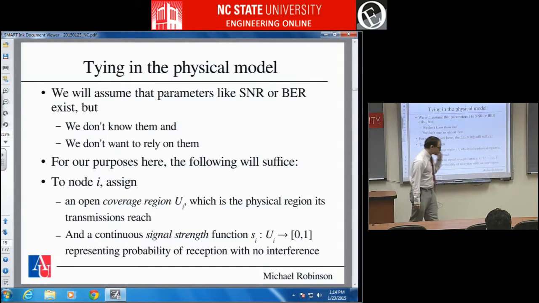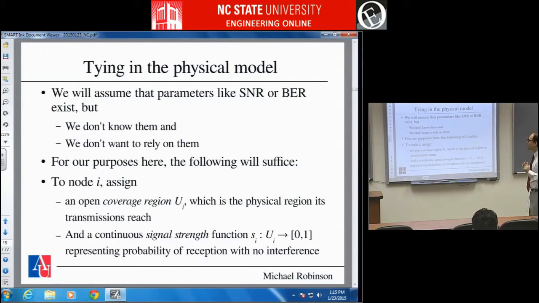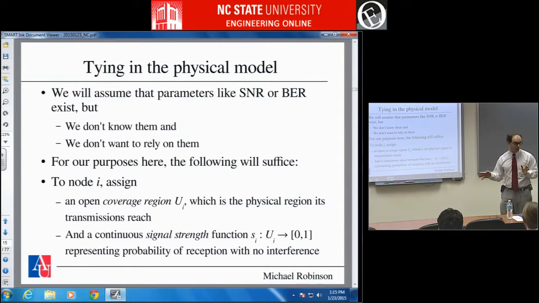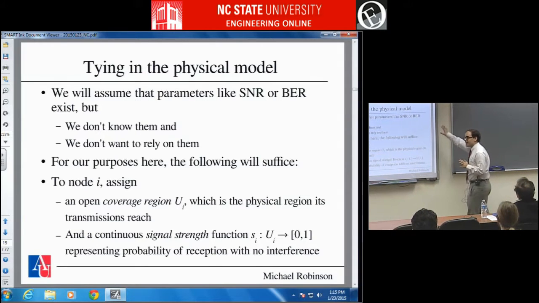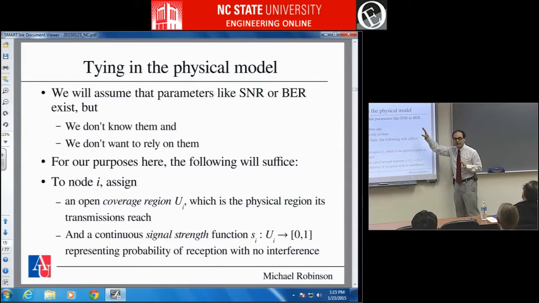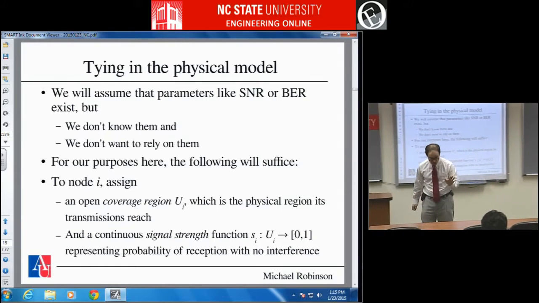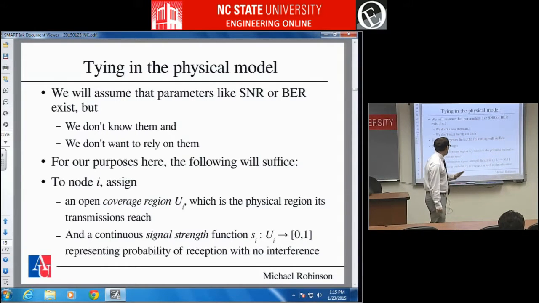So let's try to tie in the physical model, because thus far I've just got connectivity. I don't want to specifically specify a signal-to-noise ratio, bit error rate, or any of the other various parameters that might characterize link quality. I'll assume they exist so that we can link up to it, but I'm not going to specifically say what they are. I'm not going to write down an equation specifying propagation, for instance. And that's part of my discipline, is that I don't want to rely on that.